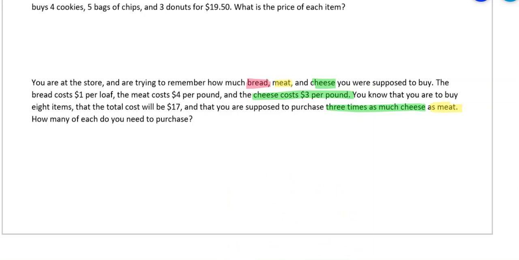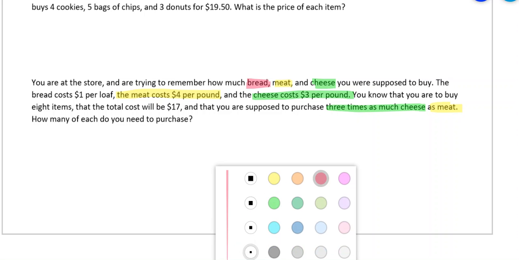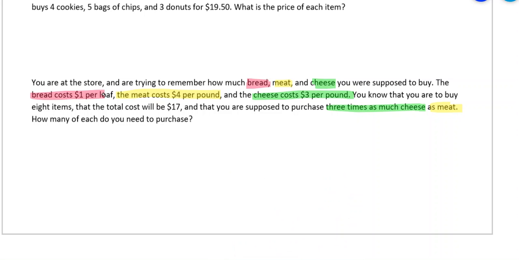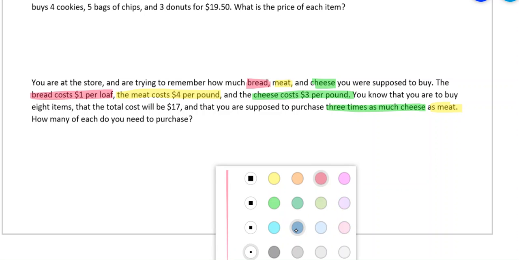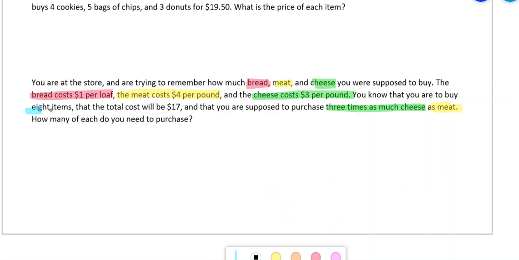So going back through, I'm going to rewrite it again. Meat costs $4 per pound. Alright. And then last we had that bread. So bread would cost $1 per loaf. And then my totals. You know you need to buy 8 items, and the total cost will be $17. So this is just the setup. This doesn't give you anything about word problems.